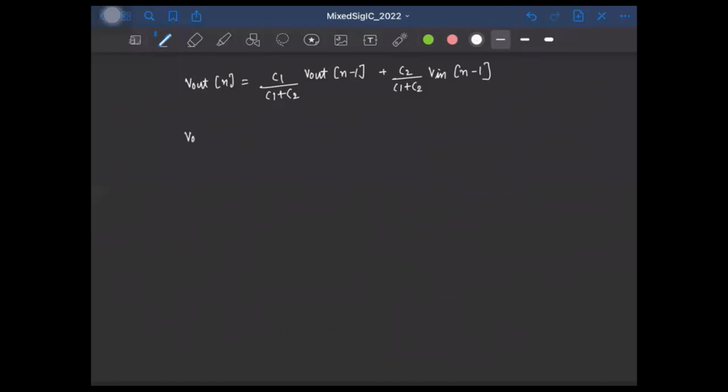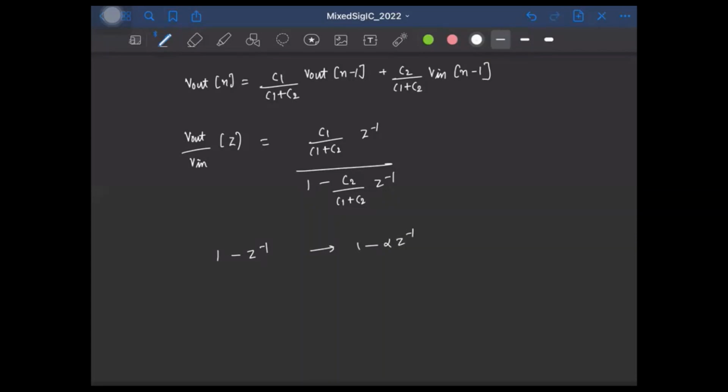So what is the transfer function that is getting implemented? That is V out by V in of Z. That is simply C1 by (C1 plus C2) times Z inverse divided by 1 minus C2 by (C1 plus C2) times Z inverse. Okay. And you can clearly see that this is also trying to implement an integrator, right? But instead of having the denominator of the form 1 minus Z inverse, we have something of the form 1 minus alpha Z inverse. Okay. So this is also called the lossy integrator.